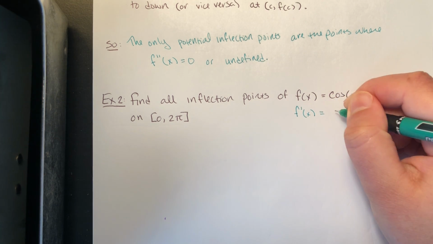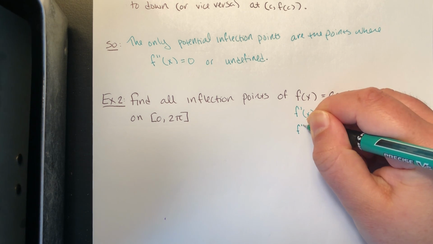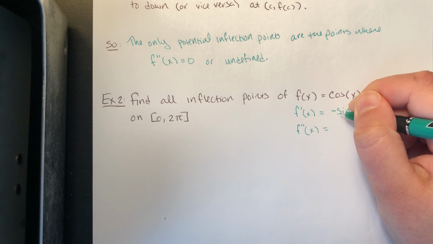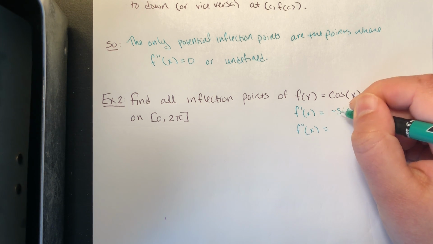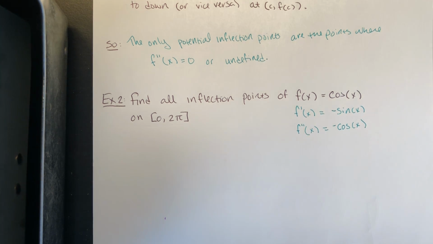The first derivative of cosine is negative sine. So the second derivative would be the derivative of negative sine. Well, the derivative of sine is cosine, so the derivative of negative sine would be negative cosine.